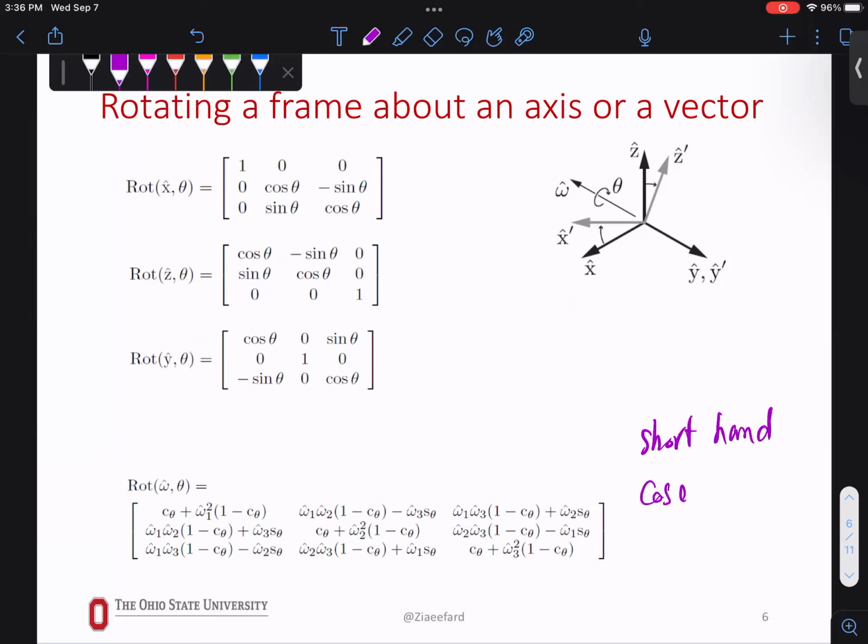So cosine of theta, we write C theta. This is very useful when you're coding, so you don't have to write it every single time. You can introduce a variable for them. So here, if you have a vector omega, and this vector has three components in X, Y, Z direction, the rotation matrix, if this was the axis of rotation, would look like that.